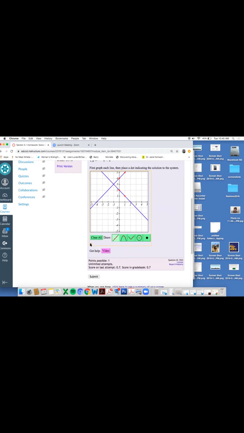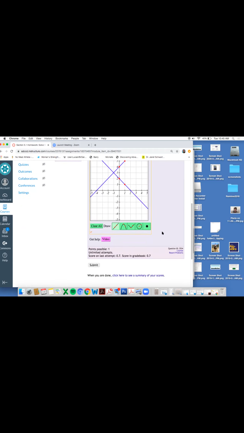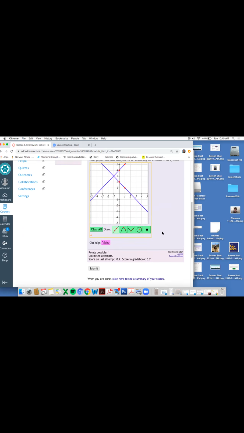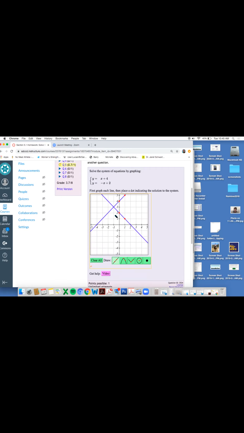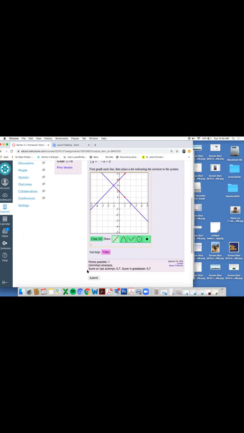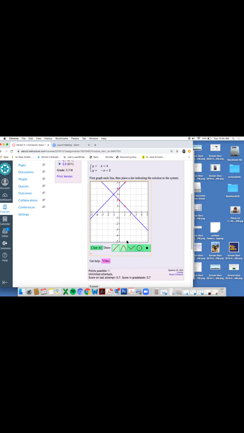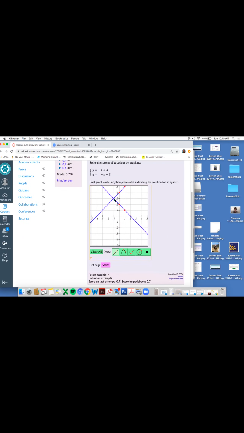Okay, so you see this little check mark here. I don't know why it's orange. Oh, I think it says, place a dot indicating the solution to the system. So I didn't get full credit. It gave me 0.7. Sorry, I think trash pickup is happening right now. There you go, so let's fix that.